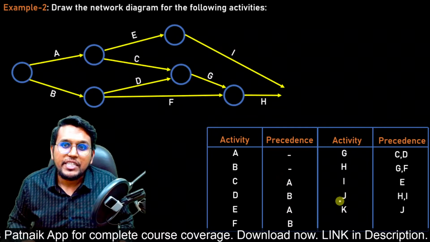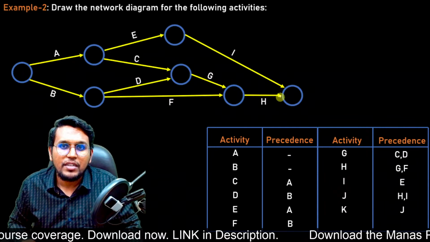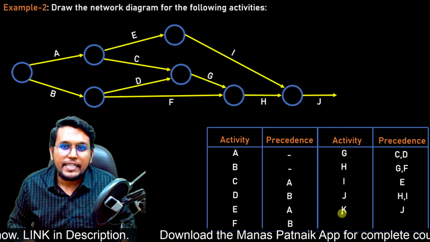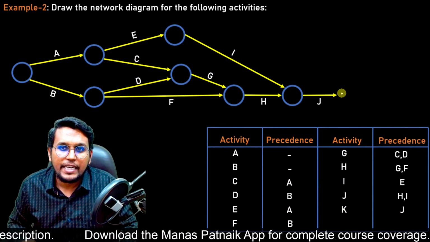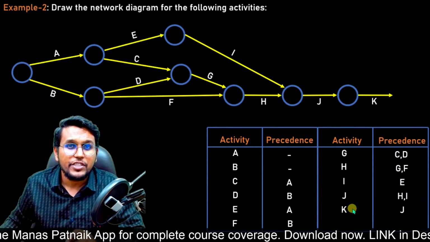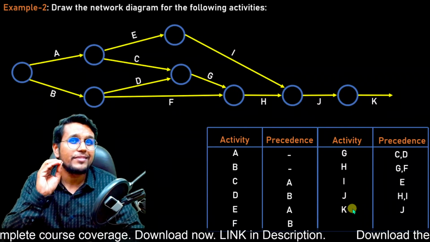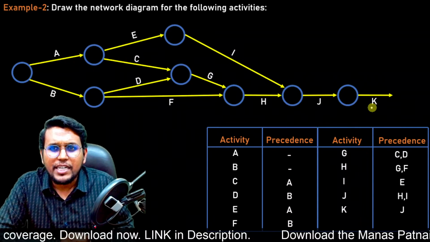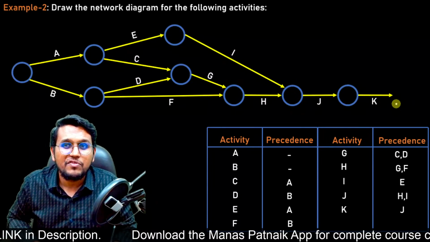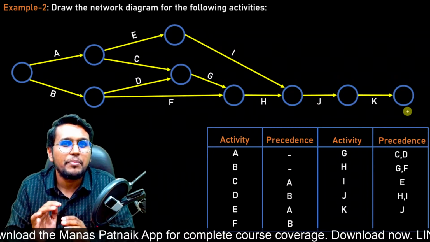Fine. Then activity J depends on H and I. So I can converge H and I to a single node and I can start activity J. And then K depends on J. So I'll end activity J and start activity K. Now, as all the activities are finished, I will see how many open activities are there and converge them to a single node. As we see, only activity K is open. So let us close it or converge it to a single node. So this is our network diagram ready.